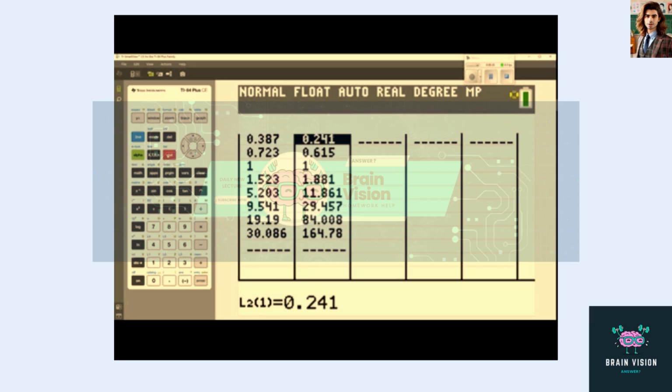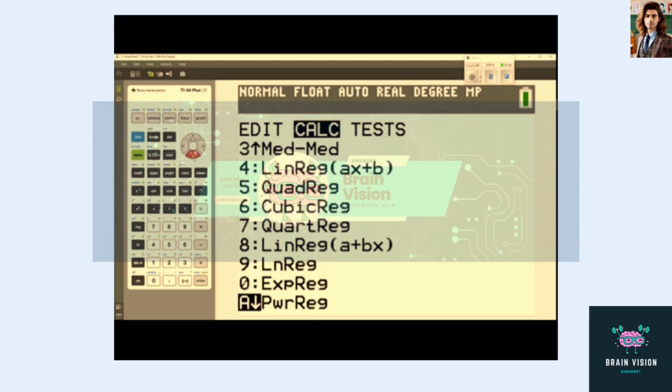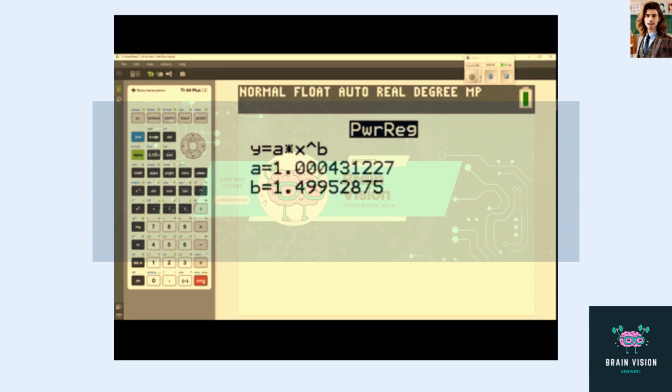Okay, once we have those numbers typed in, we want to find the power model. So we go into the Stat menu, and then we go over to Calculate, and we go down until we find Power. It's a little ways down in the list. There we go, Power Regression. We press Enter, and we are using List 1 and List 2. We don't need to worry about frequency list. We don't need to store the equation anywhere. We can just calculate. So here's our power regression model. It's approximately y equals 1 times x to the 1.5 power. Okay, let's move on to Part B.